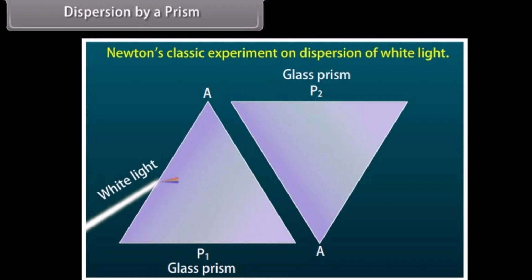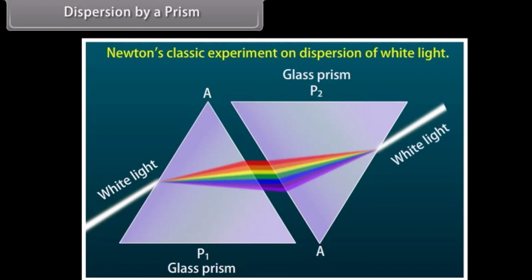Newton's classic experiment on dispersion of white light. In the experiment performed by Sir Isaac Newton, he put another prism, P2, in front of prism P1 but inverted in position, and the emergent beam from prism P1 fell on prism P2, and the emergent beam from prism P2 is white light.